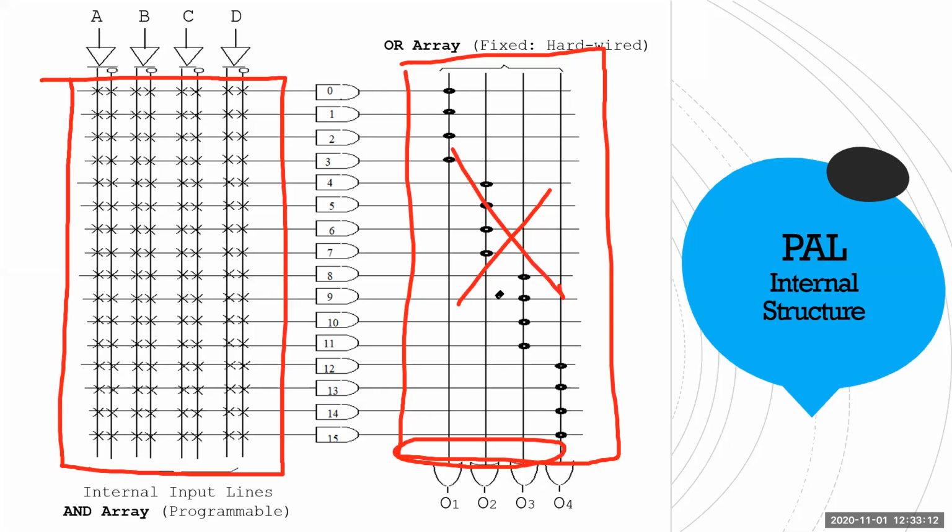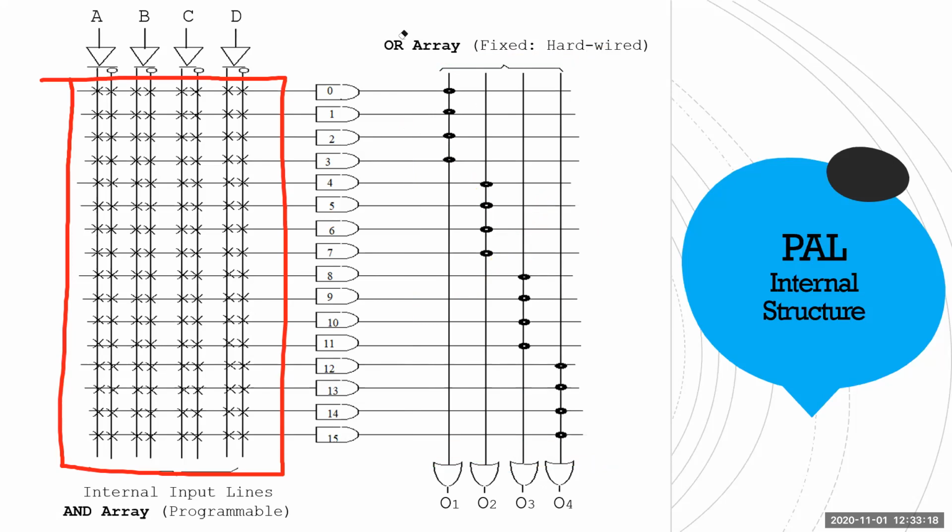Okay, this one is fixed. Fixed means you cannot change any connections. The connections are already made and you have to live with that. Here you can see these four connections. That means this one, this one, this one, and this one.